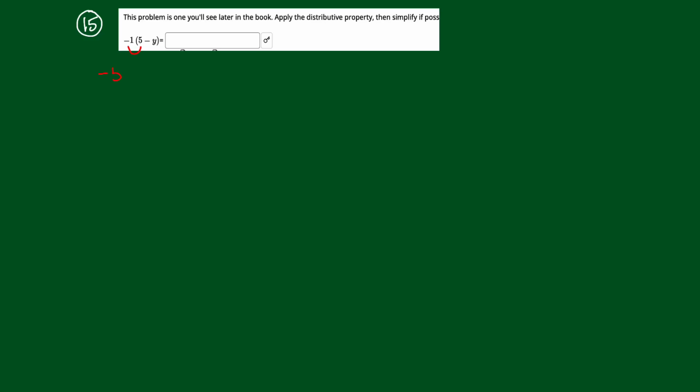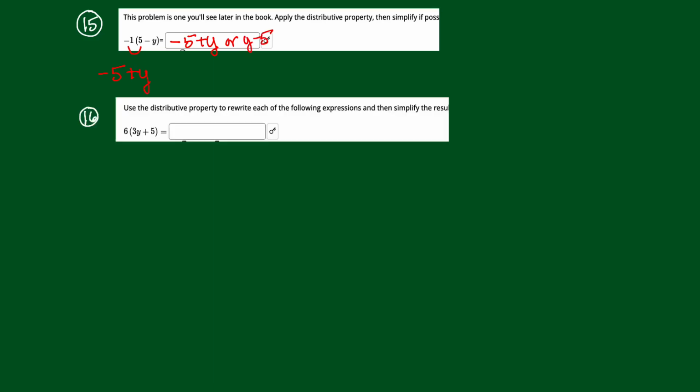So we're going to get negative 5, and then we're going to get negative 1 times negative y. Now it's really a negative 1y, but again, a negative times a negative is a positive y. So I'm going to say that this is negative 5 plus y, or if you like, you could say it's y minus 5.